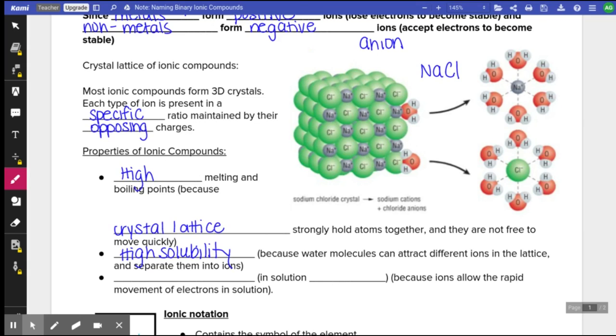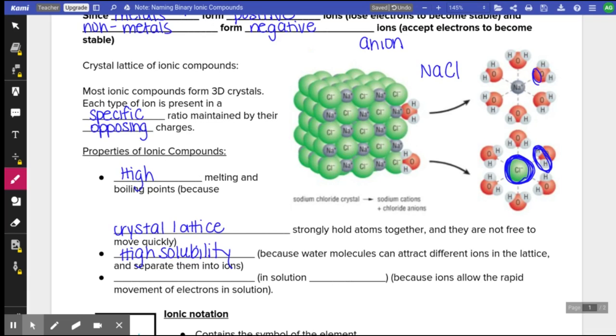It's not quite the same in terms of attraction as the ions, but because of the polarity of the water molecule, it will attach itself to one of the ions and pull it apart. That's why something like salt, NaCl, is so soluble in water. The negatively charged chlorine ions are attracted to the positive side of the water molecule, and the water molecule gets in there and pulls it off the crystal lattice.